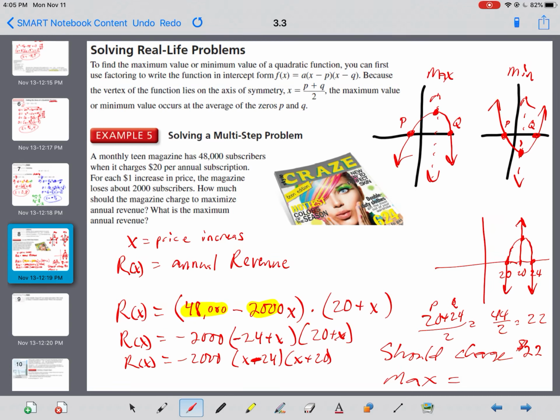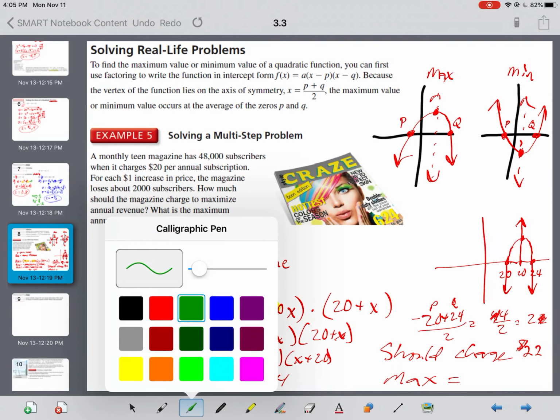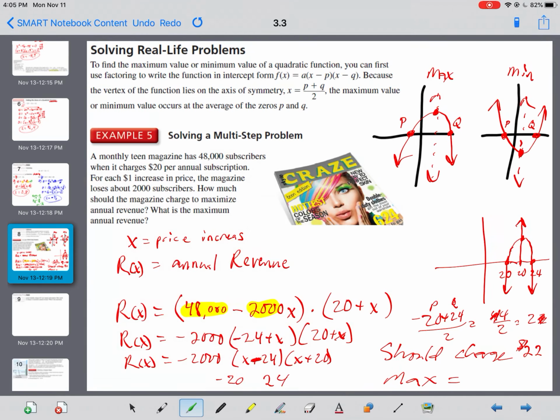Graphing makes it easy. So it could have been $24 or negative $20. Should have known that anyway. So negative 20 and 24 makes 4. And we divide that in half as 2. So it's still the amount of increase we should do is $2. So they should charge $22. Still got that part right. But our graph is bad. It should look a little something like this. Negative 20, and it's going to arc this way. That's better with their increase.